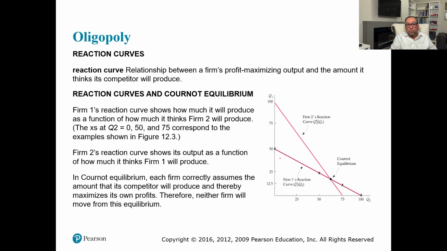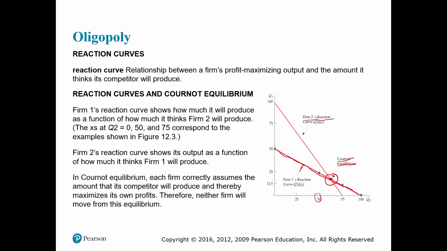So we see here this one is the reaction function for firm 1. When firm 2 is producing 0, firm 1 is producing 50, and when firm 2 is producing 50, firm 1 produces 25, and with 75 we see 12.5. So this line or curve is a reaction curve, and we just discussed it in the previous slide. The other one is the reaction curve for firm 2. Now where they intersect each other, we call it an equilibrium, and specifically we call it the Cournot equilibrium.